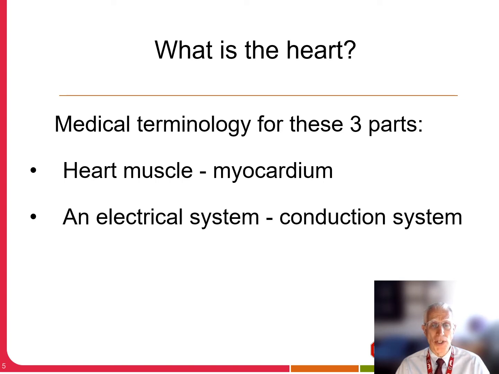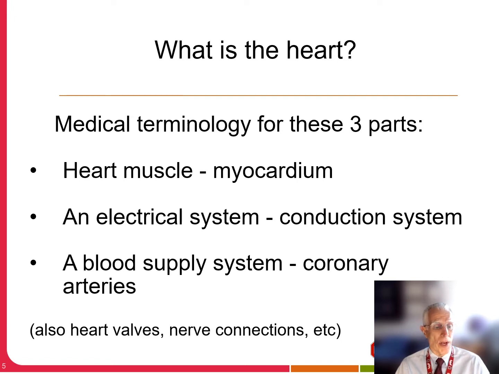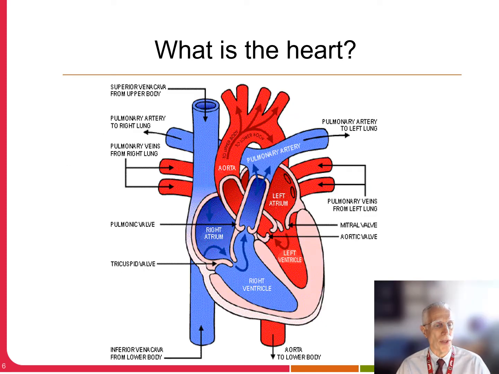An electrical system, we call that the conduction system. And the blood supply are the coronary arteries. There's also heart valves, I'm not going to discuss those, and also nerve connections and other parts of the heart, but at least for simple purposes, it's these really three things.